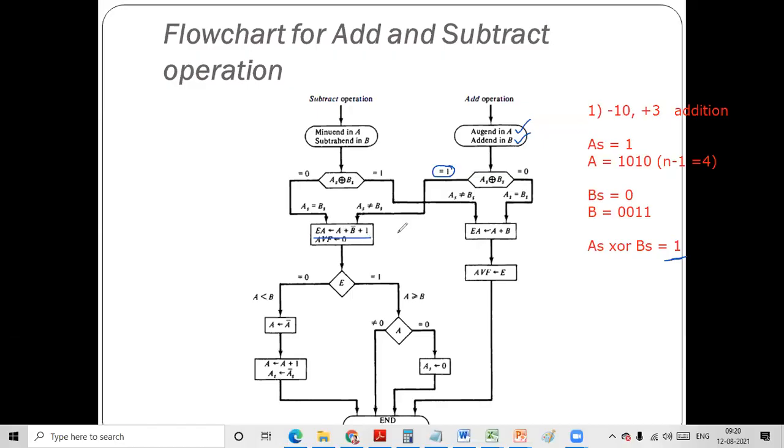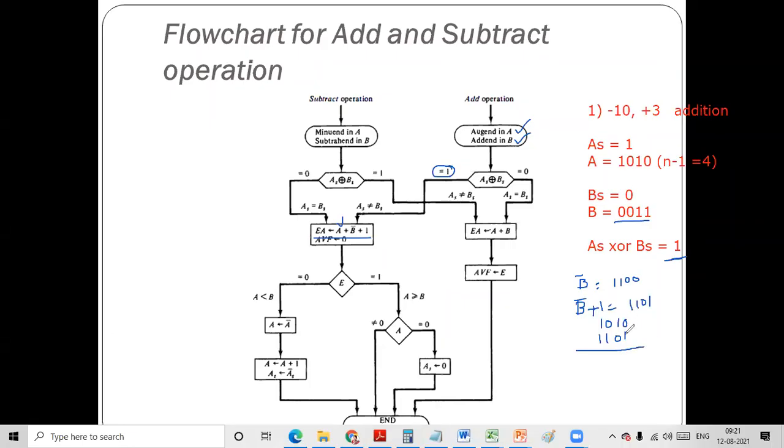Okay, right? So I have to now calculate B bar plus 1, right? So what is B bar? B bar, B is this value. B bar is 1 1 0 0, 1's complement. Now B bar plus 1 is 1 1 0 1, right? And you have to add A to B bar plus 1. A is 1 0 1 0, B bar plus 1 is 1 1 0 1.